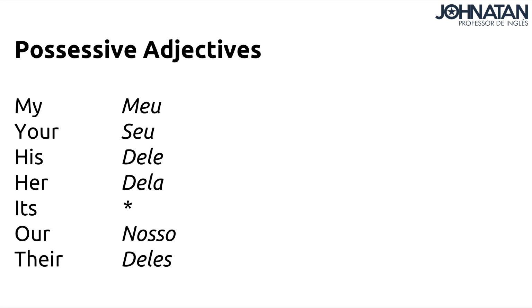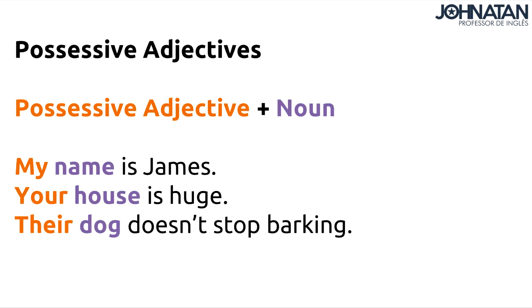The possessive adjectives are my, your, his, her, its, our, their. The possessive adjectives always come before the noun in a sentence. My name is James. Your house is huge. Their dog doesn't stop barking.